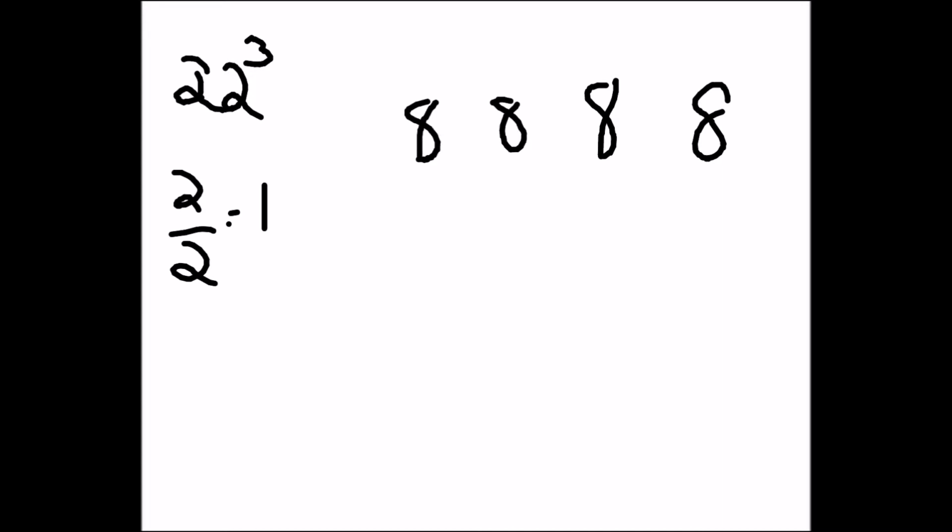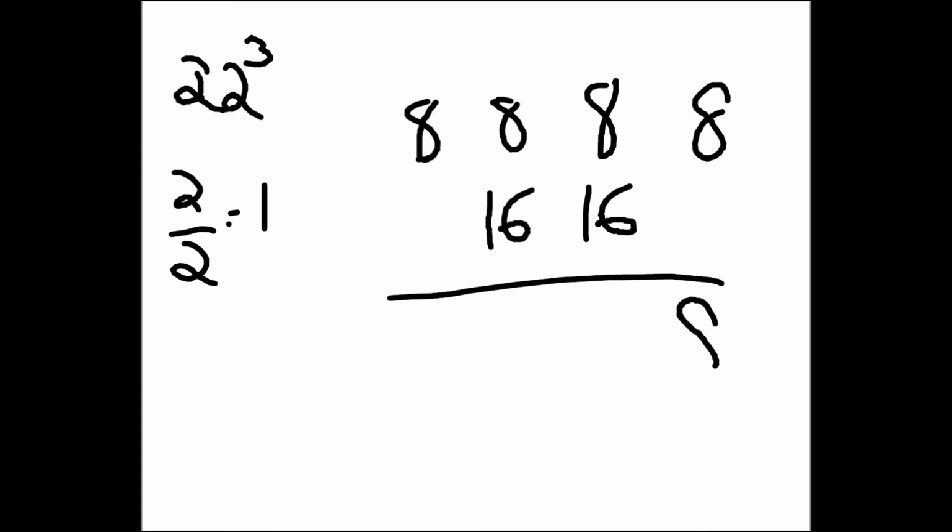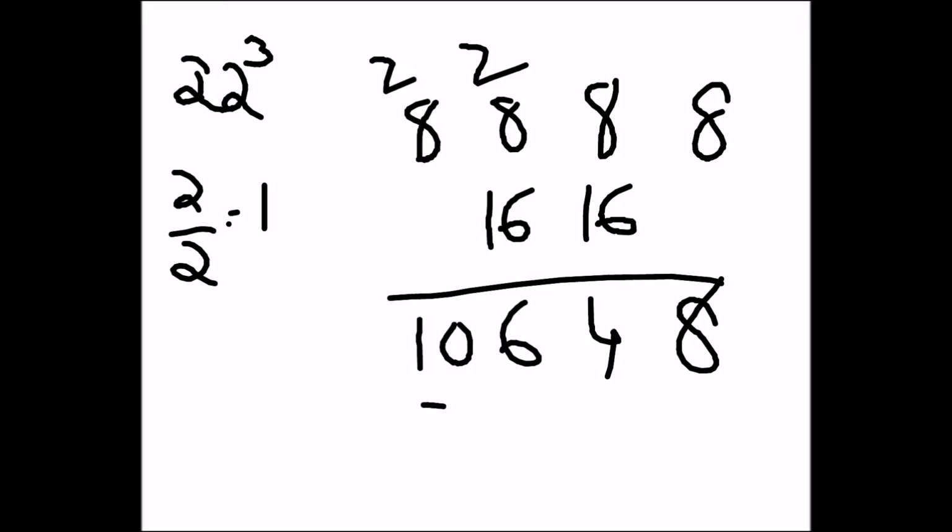and 8, leaving the extreme digits, double the middle digits, add both of these, 24, 26. So the answer is 10648.